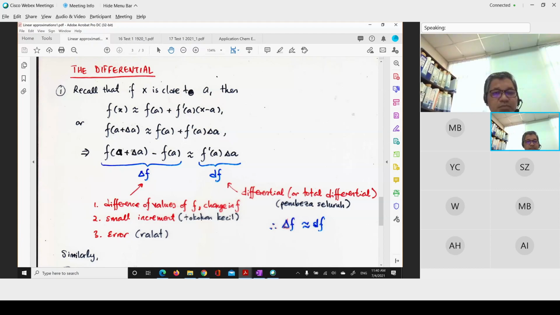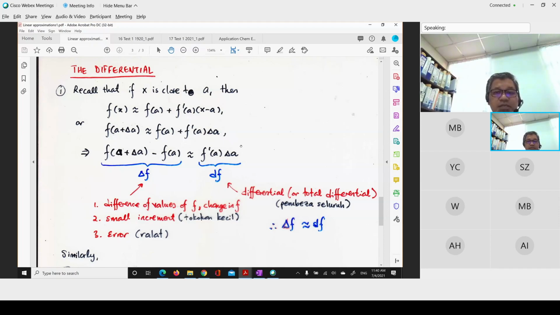Delta A is a small quantity. So A plus delta A is close to A if delta A is small. So this difference measures the error, the difference of values of F or change in F. Small increment, because delta A is small, so we can think of the difference as a small increment.